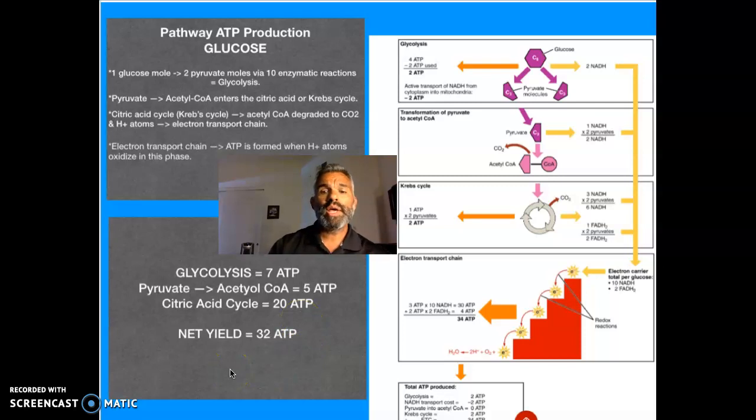for a net yield of 32 ATP. The diagram here shows 34 ATP yielded, but because two ATPs initially phosphorylate glucose, 32 ATP molecules equals the net ATP yield. So this is the pathway ATP production for glucose.